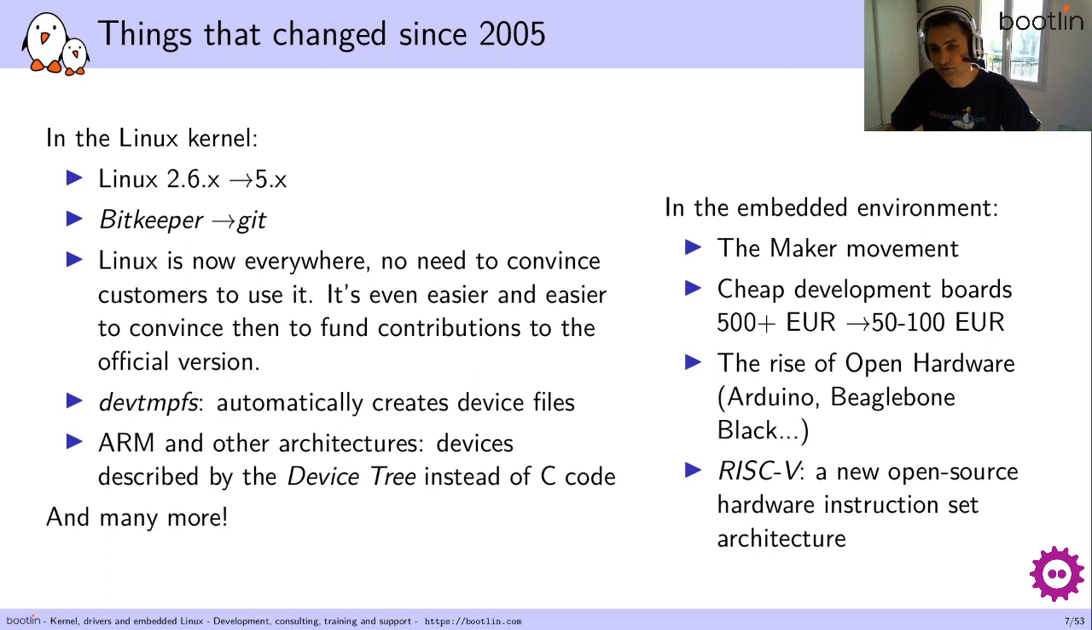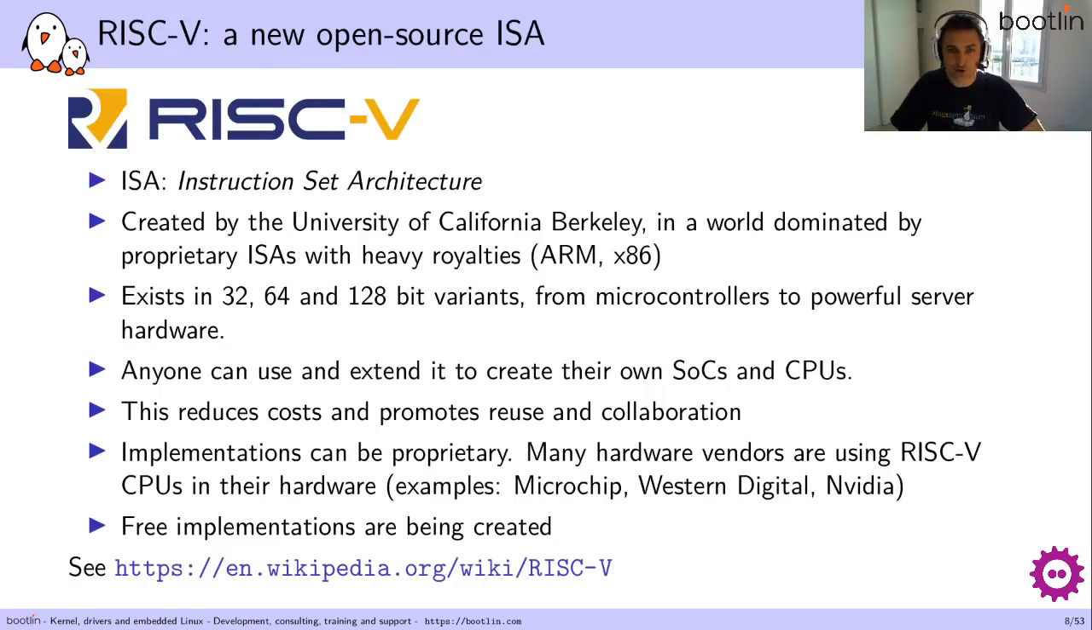There's the rise of open hardware, right? And also RISC-V, last but not least, a new open source hardware instruction set architecture that I'm going to talk about right now. So RISC-V is a new open source instruction set architecture that was created by the University of California, Berkeley, in a world dominated by proprietary ISAs with heavy royalties such as ARM and x86. It exists in 32, 64, and 128-bit variants, from microcontrollers to more powerful server hardware.